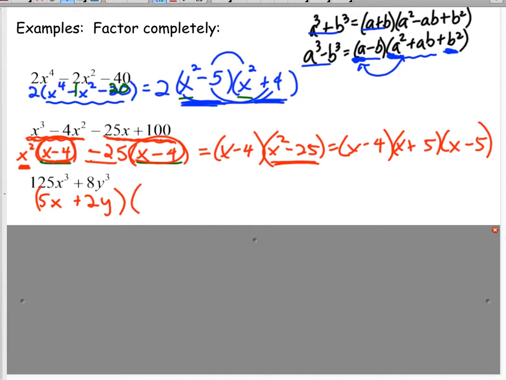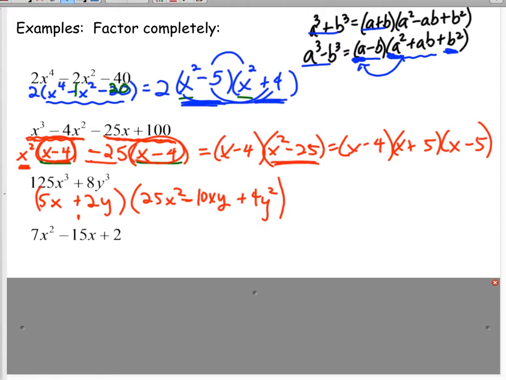So what needs to come here in this next one? Squares. I'm going to start with squares. 5x squared is 25x squared. 2y squared is 4y squared. Squares are always positive. Since this is a plus, this is going to be a minus, and I multiply these two together, so I get 10xy. All right, there's an example of one of those.